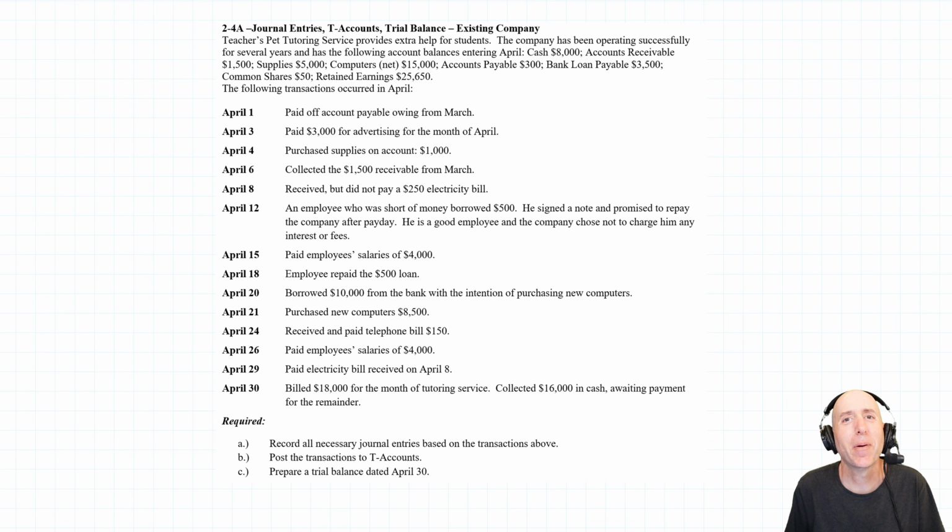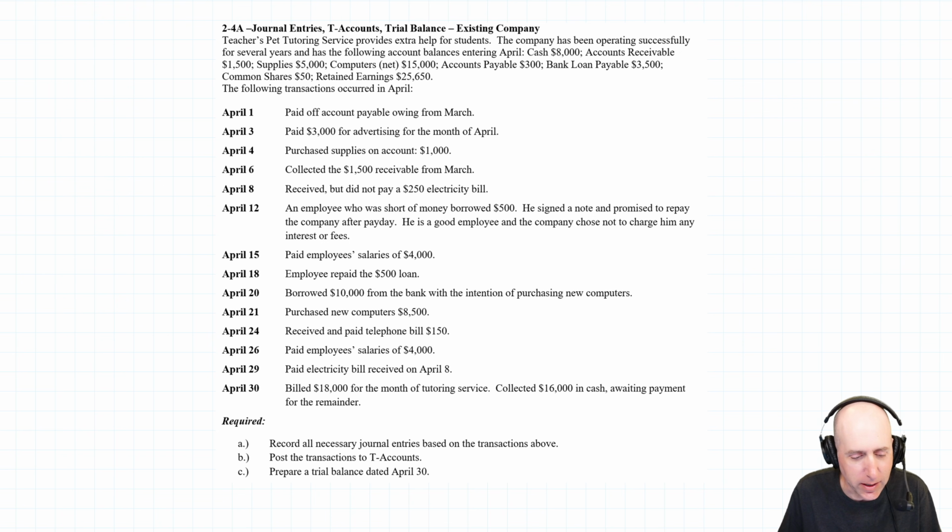Let's take a look at problem 2-4A. We've got to do journal entries, we've got to do T accounts, and we've got to make a trial balance. This is a terrific problem, if I do say so myself. Let's read through it. Teacher's pet tutoring service provides extra help for students.